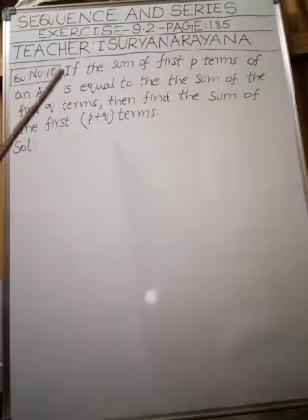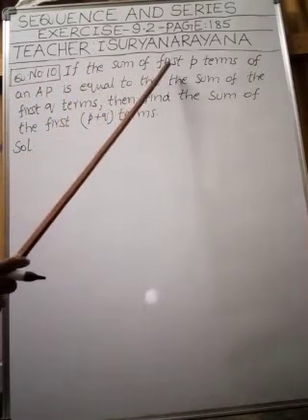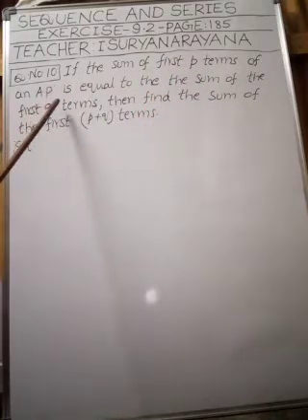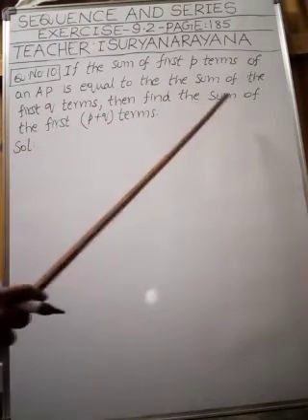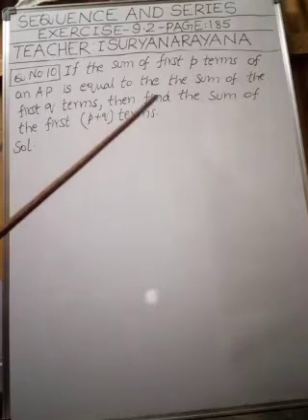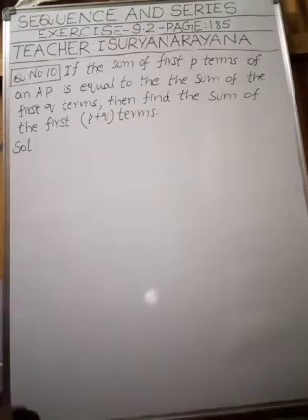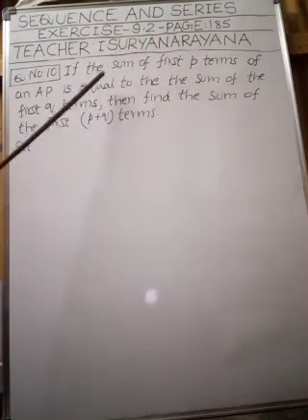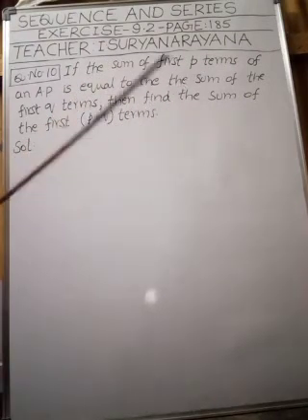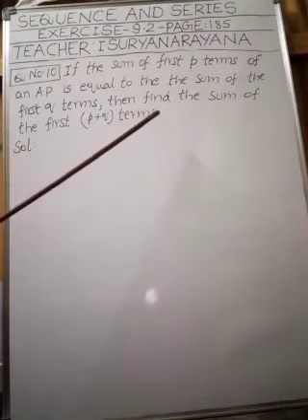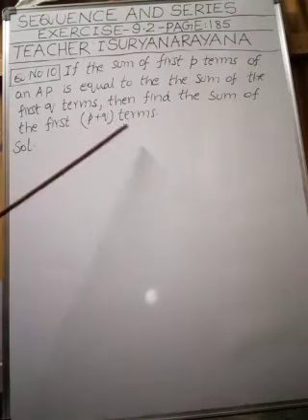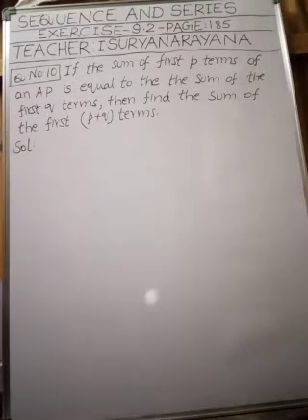Okay, my children, right. If the sum of the first p terms of an arithmetic progression is equal to the sum of the first q terms, then find the sum of the first p plus q terms. Understood this point, my children? Here, the sum of p terms of an arithmetic progression is equal to the sum of the first q terms of that arithmetic progression. In this case, we have to find the sum of the first p plus q terms. Understood this question? Right. Now come to the solution part.